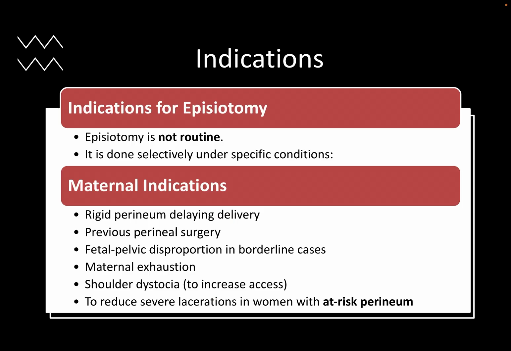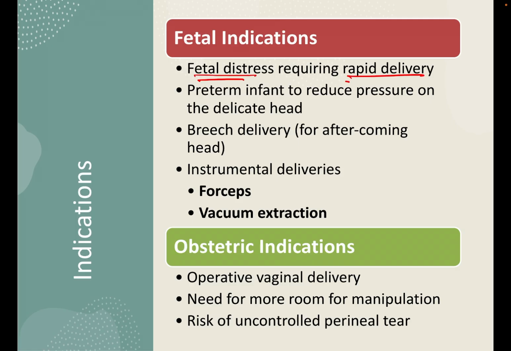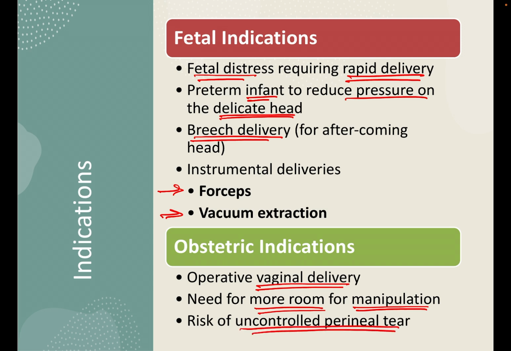What are the indications for episiotomy? It is not a routine procedure. It is done selectively under specific conditions. Maternal indications include rigid perineum delaying delivery, previous perineal surgery, fetopelvic disproportion in borderline cases, maternal exhaustion, and shoulder dystocia. Fetal indications include fetal distress during rapid delivery, preterm infant to reduce pressure on the delicate head, breech delivery, and instrumental deliveries including forceps and vacuum extraction. Obstetric indications include vaginal delivery needing more room for manipulation, and risk of uncontrolled perineal tear.